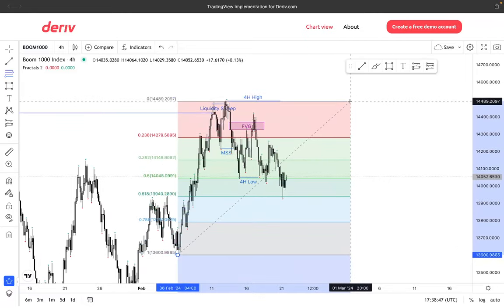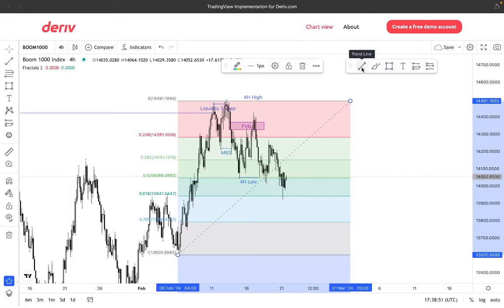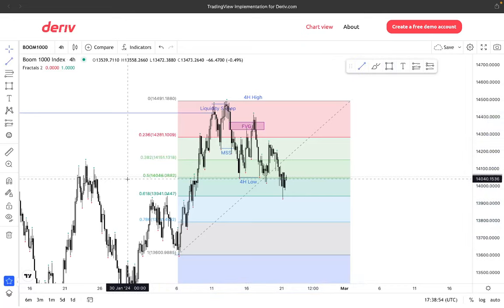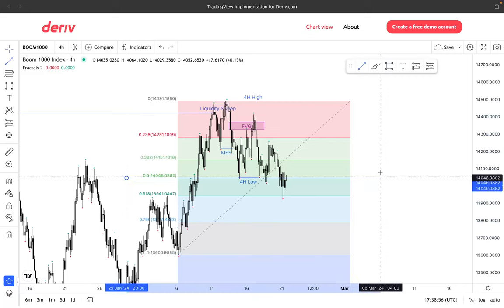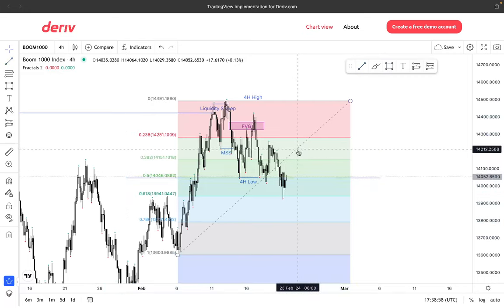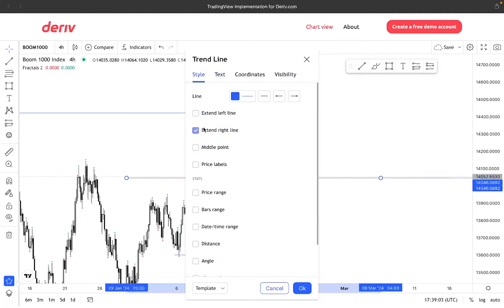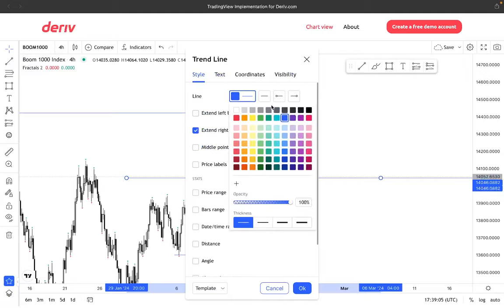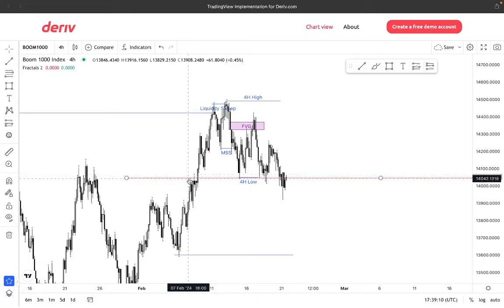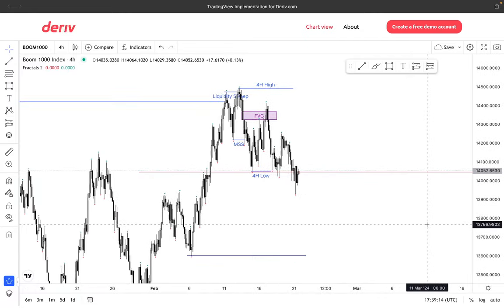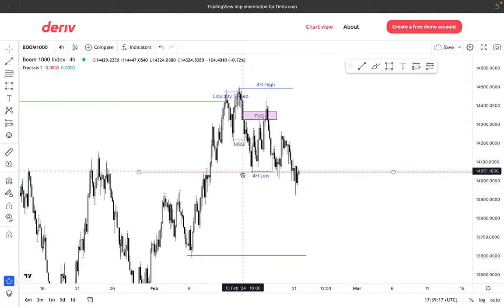So let's draw our Fib. So we want the market to at least come to the 50%. I'm just going to do that. Going to delete the Fib. I'm going to make this a different color. Let's make it red. So this is my 50%. So I'm looking for buys anywhere below the 50%. Do you agree?